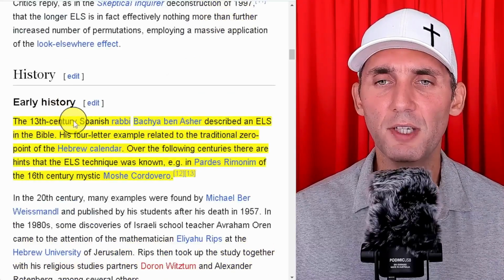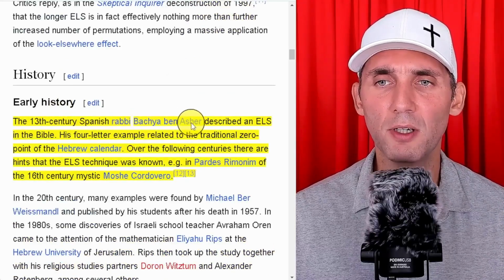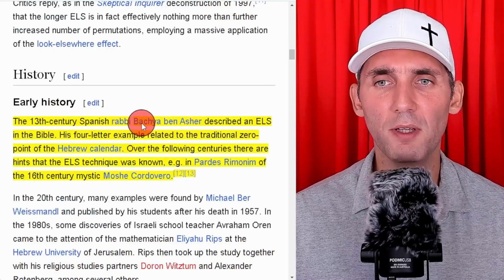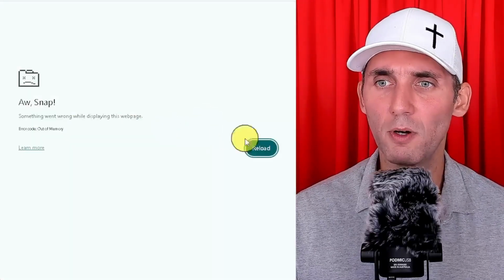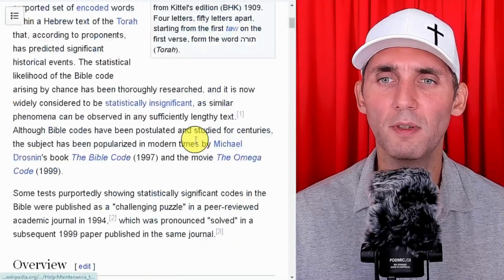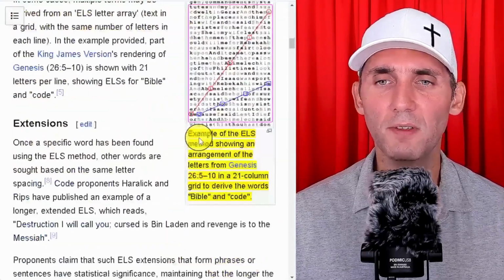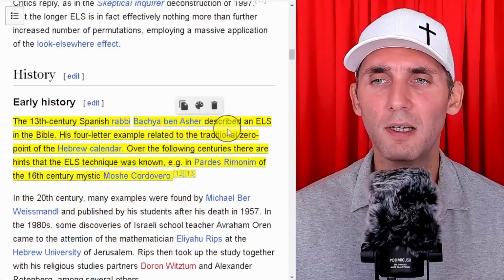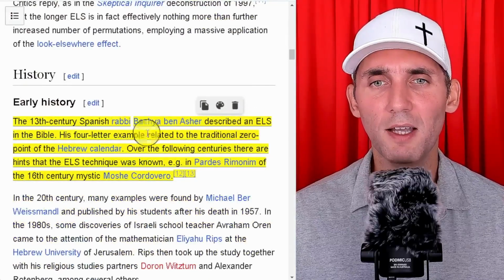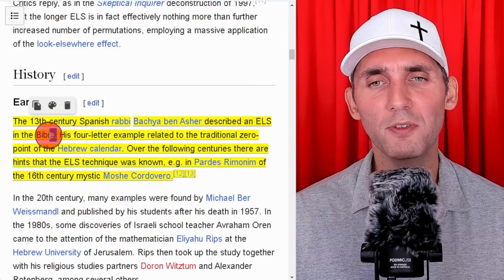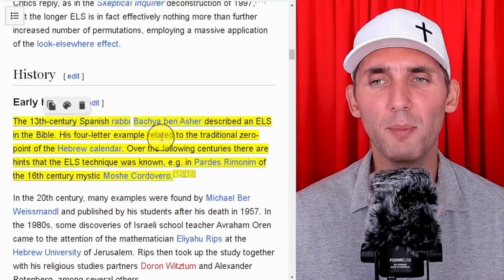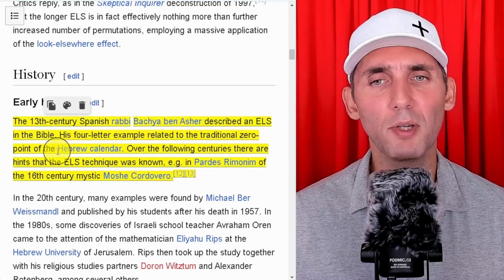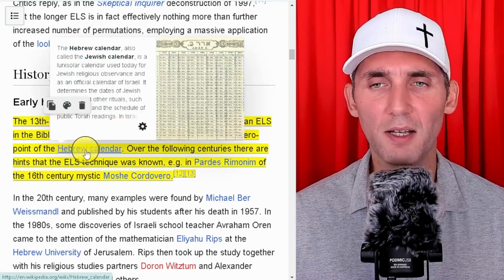History. The 13th century Spanish rabbi Bahya ben Asher, remember him from the Asher family of the Masoretes, that were not Karaite Jews. They were legalistic, mystical, kabbalistic Jews. This guy described an ELS in the Bible. So he's one of the first people to describe an equidistant letter spacing method. His 4-letter example related to the traditional zero point of the Hebrew calendar, which is a fake calendar.